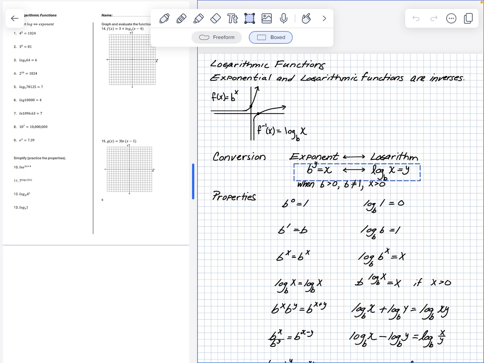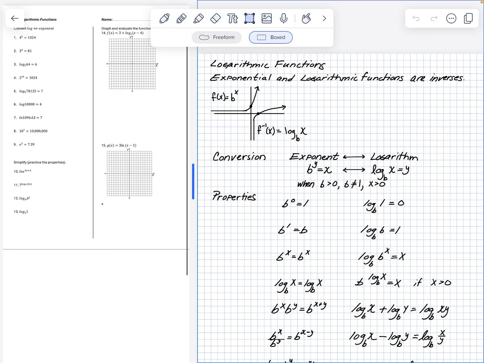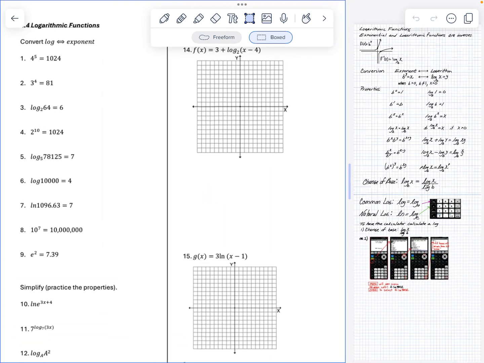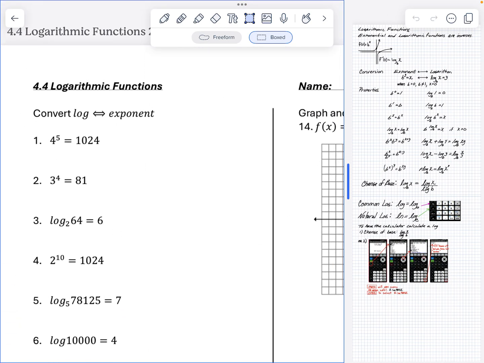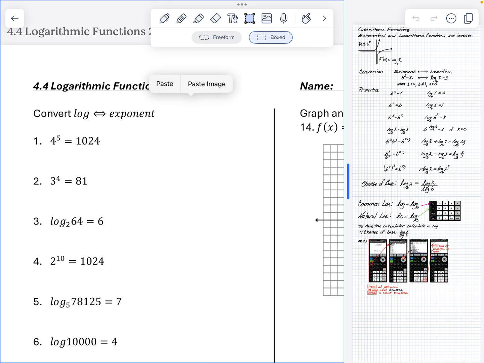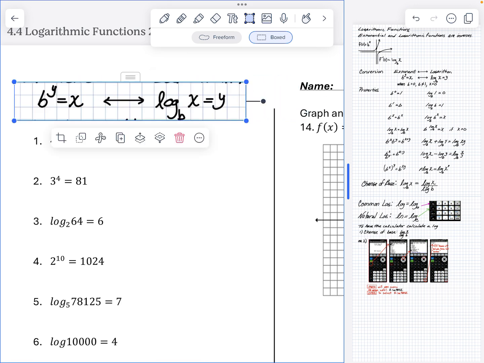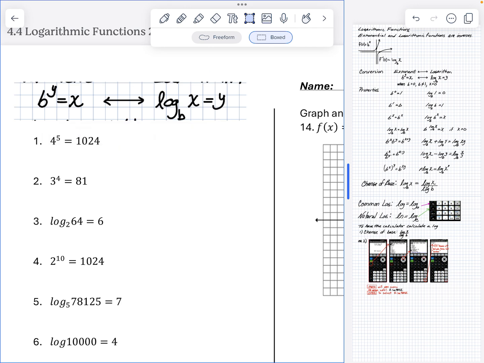And the very first thing we're asked to do is to convert. So I'm going to grab that small section of notes on converting and make a copy of it and bring it over to the notes. Okay, so we are given an exponent.